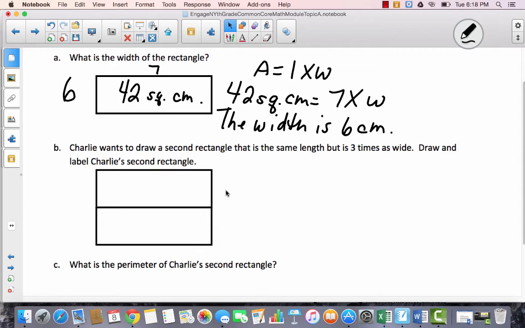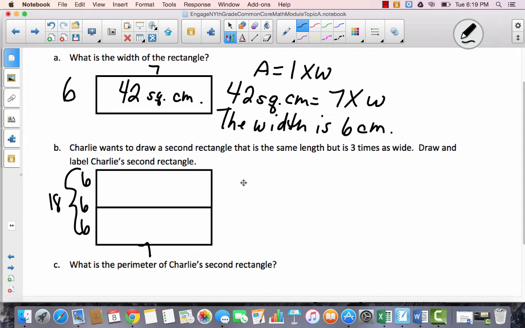All right, so I've got a length of 7, and it's supposed to be 3 times as wide. So it's really supposed to be 6, 6, and 6. So 6 times 3 would be 18. So this would be 18, and this would be 18, and both of these sides would be 7. So it says draw and label Charlie's second rectangle. So that's what we did.